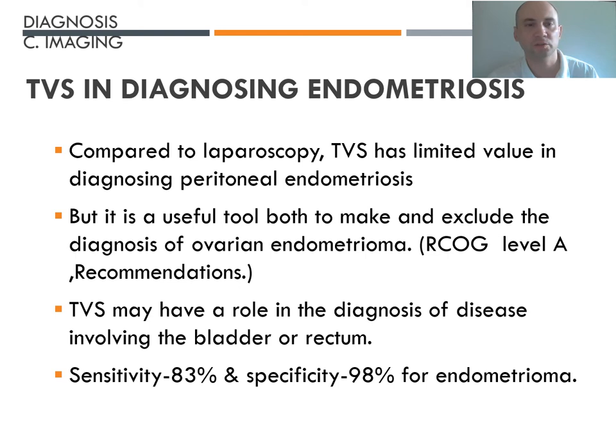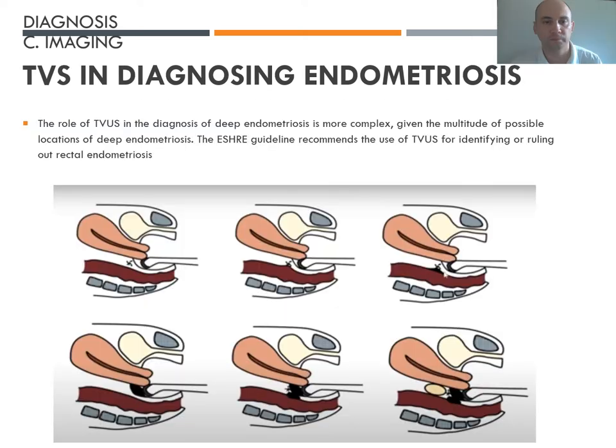Transvaginal ultrasound and diagnosis of endometriosis. Compared to laparoscopy, transvaginal ultrasound has limited value in diagnosing peritoneal endometriosis, but it's a useful tool both to make and exclude the diagnosis of ovarian endometrioma. Transvaginal ultrasound may have a role in the diagnosis of disease involving the bladder and rectum. Its sensitivity is about 83% and specificity about 98% for endometrioma. The role of transvaginal ultrasound in the diagnosis of deep endometriosis is more complex given the multitude of possible locations of deep endometriosis.